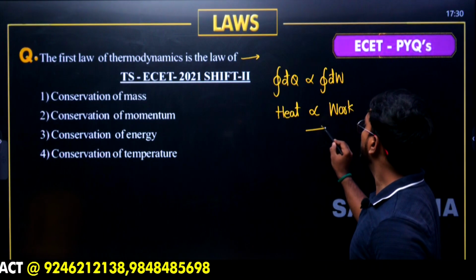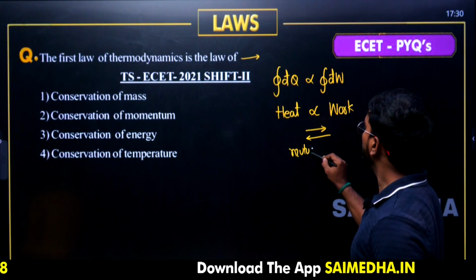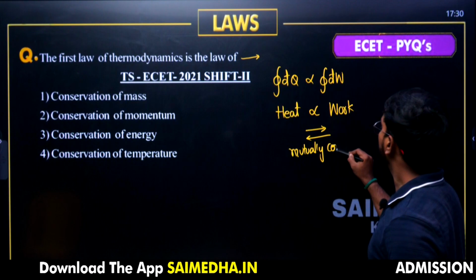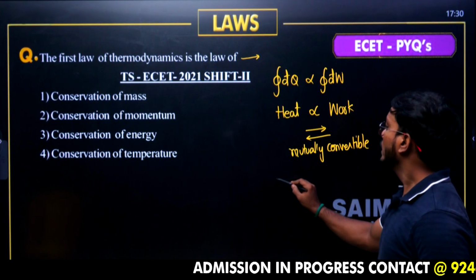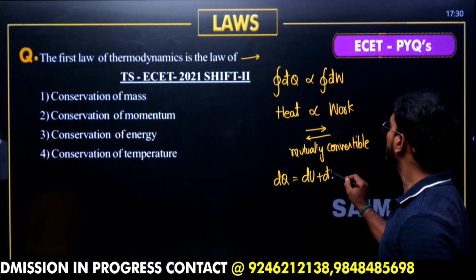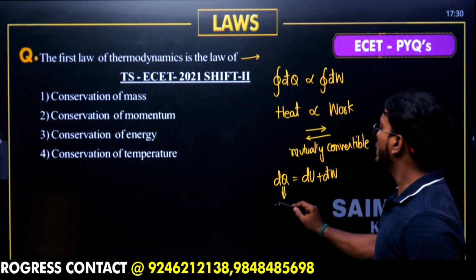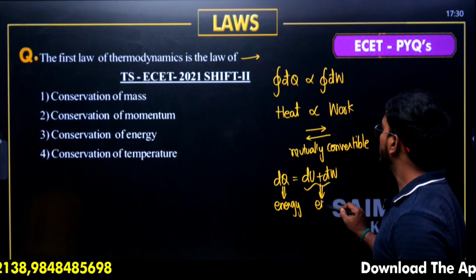Heat can be converted to work, work can be converted to heat. That means they are mutually convertible. Heat and work are mutually convertible. Heat transfer is equal to the change in internal energy plus work transfer. This is energy. This is also energy.